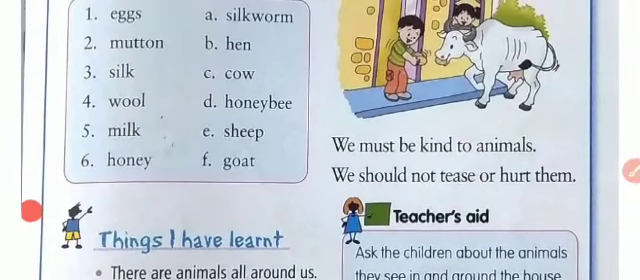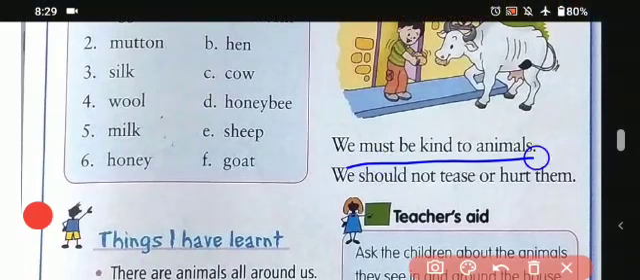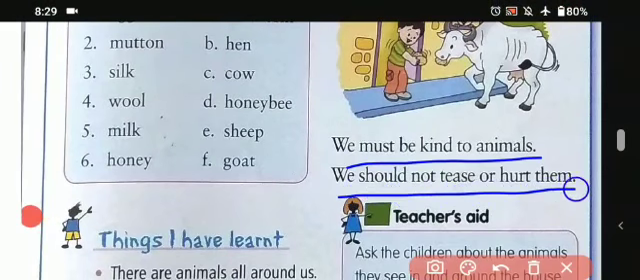Students, we must be kind to animals. We should not tease or hurt them. Animals should be loved and cared for. So we should not tease them and hurt them also. Okay, students?